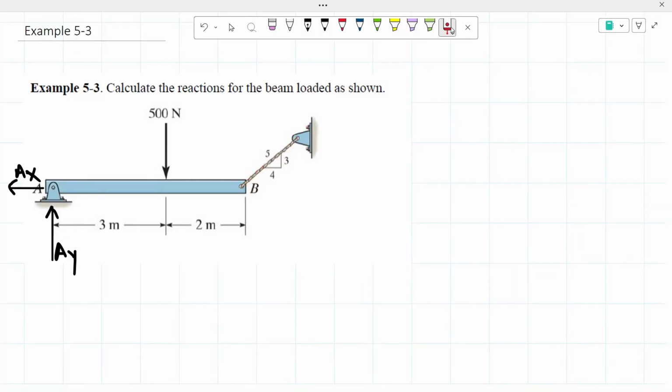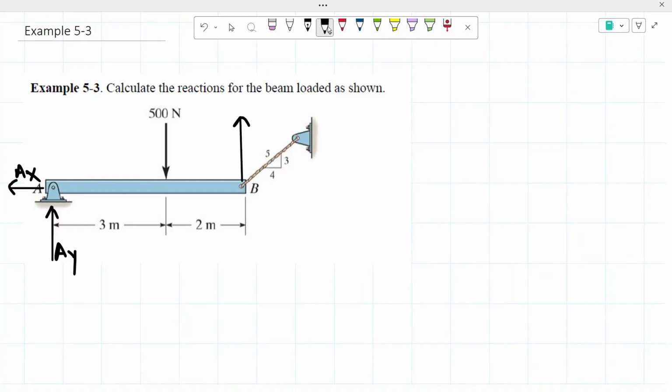So the first thing that I'm going to do is replace the rope with a tension force. So we have this rope right here, and we're going to replace that with a tension force. So let's determine the values of those tension forces. We're going to have a tension force going upwards.